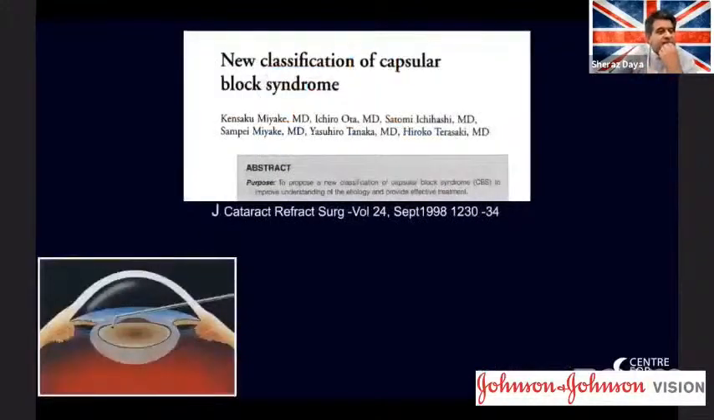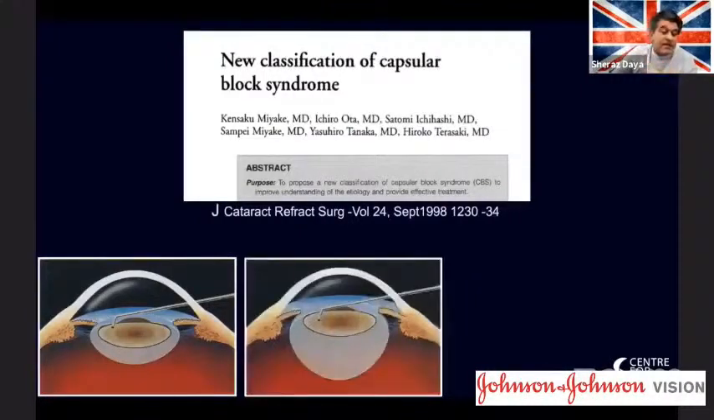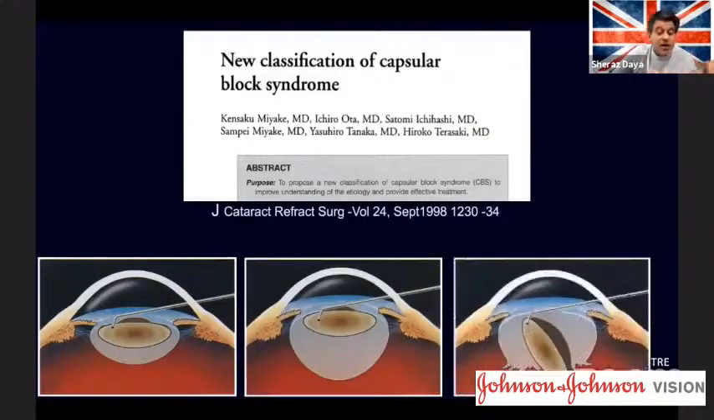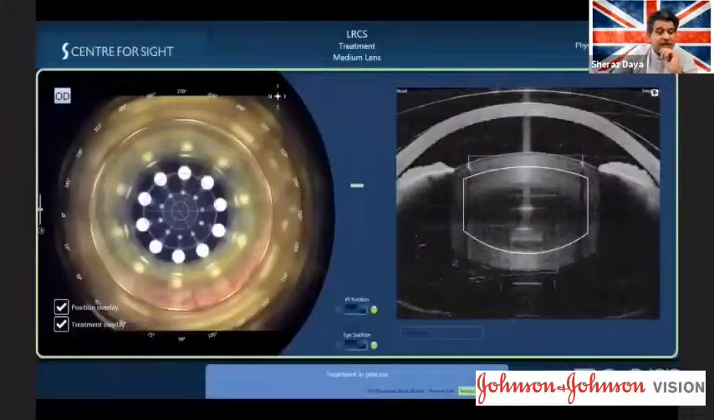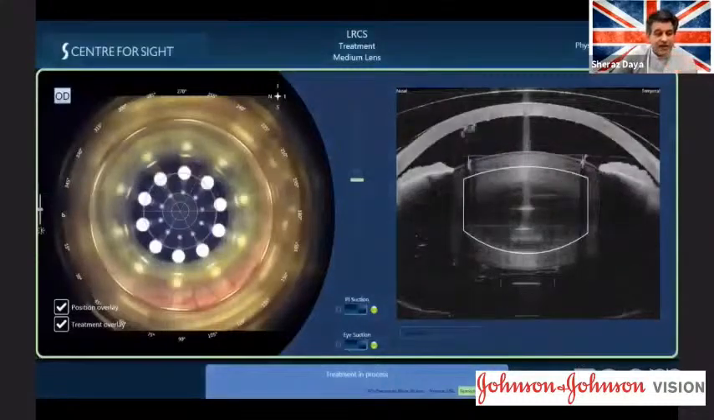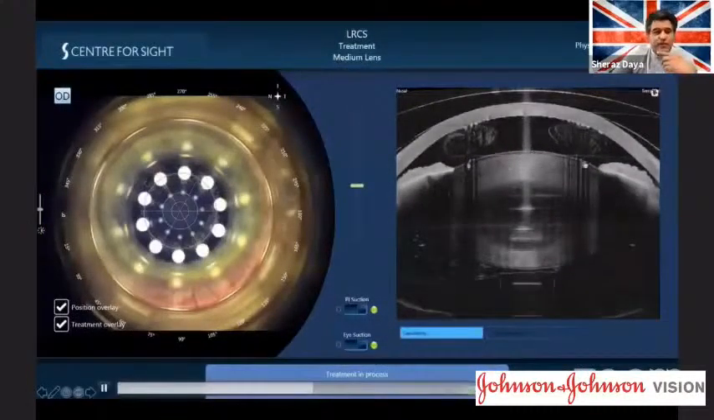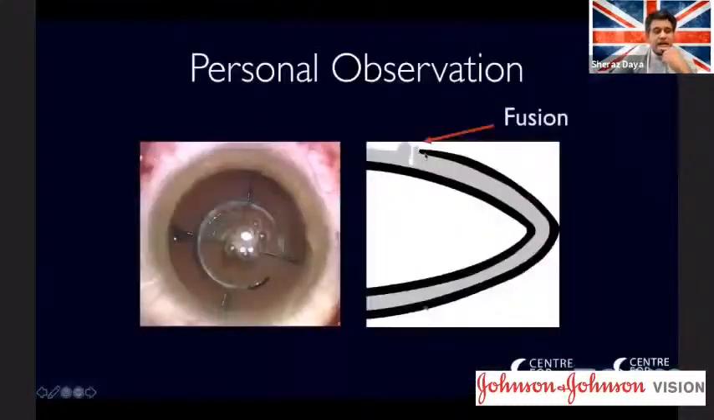This is Miyake talking about capsular block syndrome. Well, there are three stages to this. You can inject a fluid, and you'll get distension of the posterior capsule. This is in hydrodissection. If you're too vigorous, the lens can come forward and widen the anterior capsule, and then it can eventually break the posterior capsule. And this is kind of what happens in femtosecond laser cataract surgery, where at this area here you get what's probably a fusion of cortex to the anterior capsule.